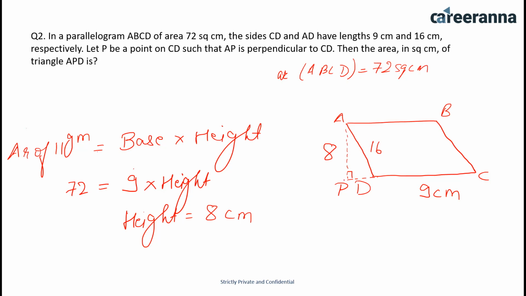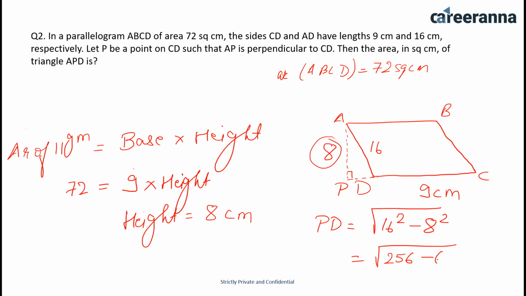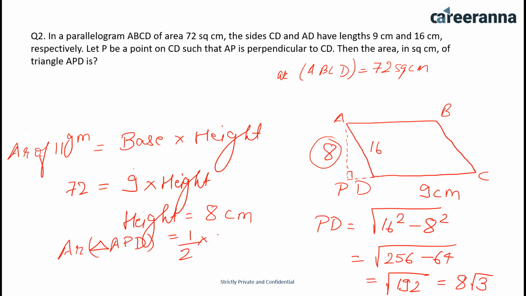Now I need to find the area of this triangle. So I have this height, I need to find the base. Base I can calculate as PD equals root of 16 square minus 8 square. This is nothing but 256 minus 64. This comes out to be root of 192. This value is 8 root 3. Now for the area of triangle APD, half into base into height. Base is 8 root 3, height is again 8. This comes out to be 32 root 3. So our answer to this question is 32 root 3.